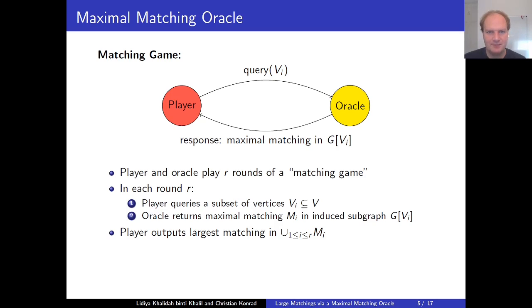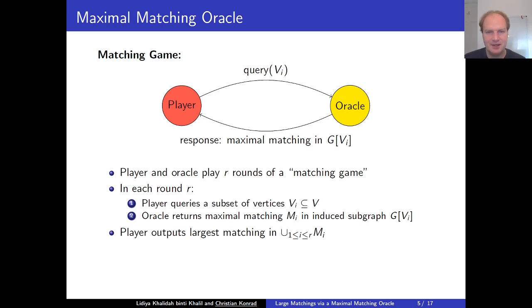A player is allowed to submit a query to the oracle. This whole game is rounds based; we have overall R rounds. In each round, a query is submitted to the oracle, and the query consists of a subset of the vertices of the input graph. Now the oracle needs to respond with a maximal matching in the induced subgraph by this vertex set.